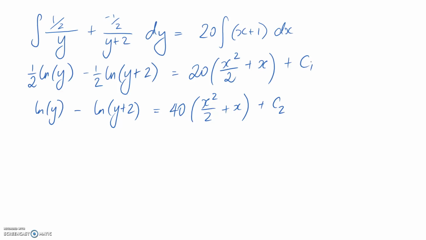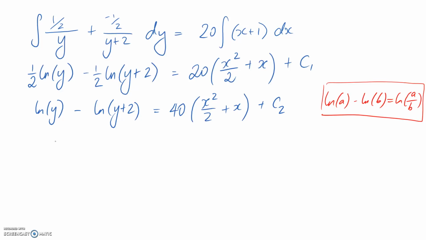The next thing I'm going to do is try and put these natural logs together. So there is a rule where if you have the log of a minus the log of b, it's equal to the log of a over b. So we can apply this rule. So that means we're going to get the log of y divided by y plus 2 is equal to 40 x squared on 2 plus x plus c2.